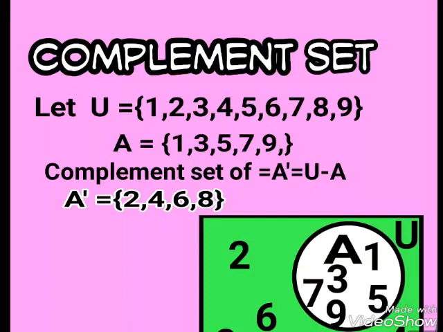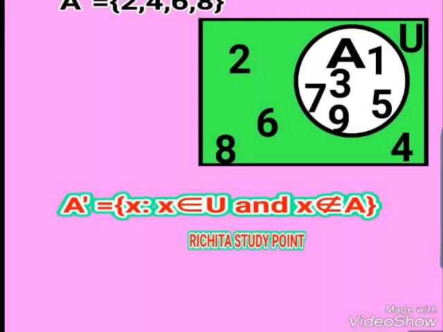Let U be a universal set and A be a subset of U. The complement of A is the set of all elements of U which do not belong to A. Symbolically, we denote the complement of A by A dash. And the complement of A is {x such that x belongs to U and x does not belong to A}.